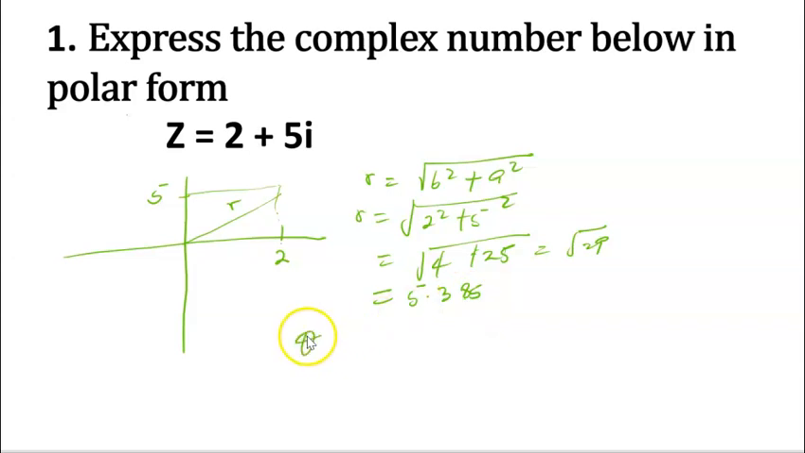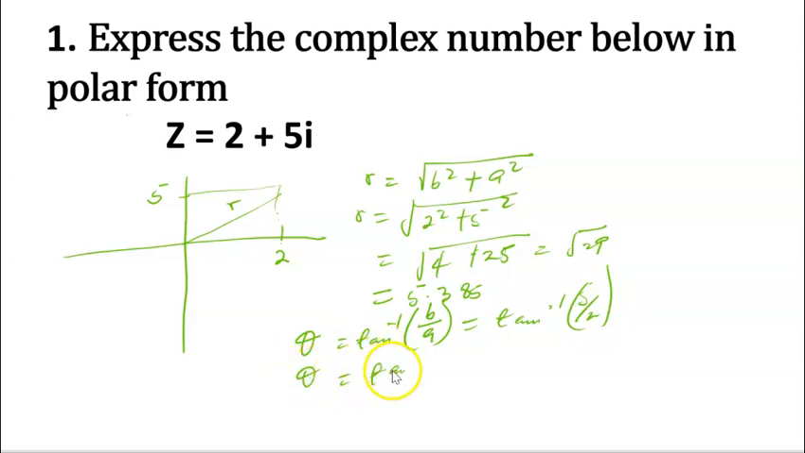Now what's theta? Theta is the same thing as tan inverse of b over a. That's the tan inverse of 5 over 2, so my theta is equal to the tan inverse of 2.5. The tan inverse of 2.5 is the same thing as 68.19, which is approximately 68.2.